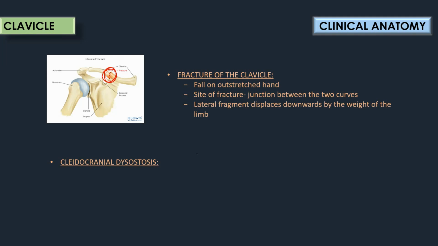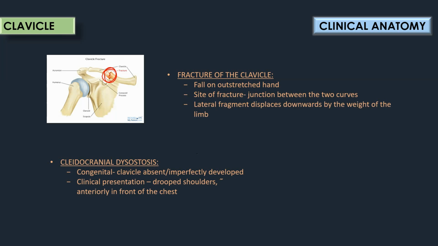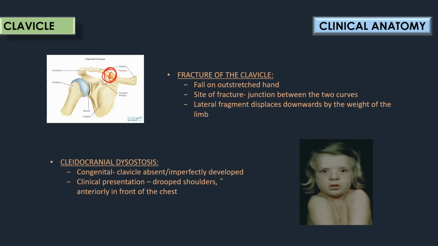The second one is a congenital condition known as cleidocranial dysostosis. In this, the clavicle is either absent or imperfectly developed. The clinical presentation is by drooped shoulders and approximated shoulders in front of the chest. As seen here, either the clavicle is completely absent or it is imperfectly developed, and you can see drooped shoulders and approximated shoulders.